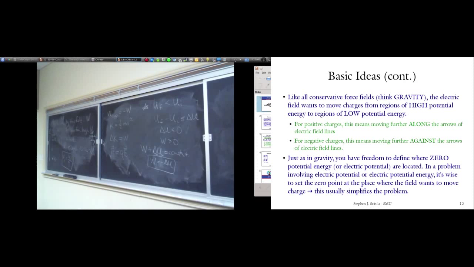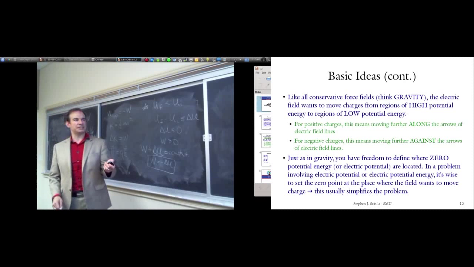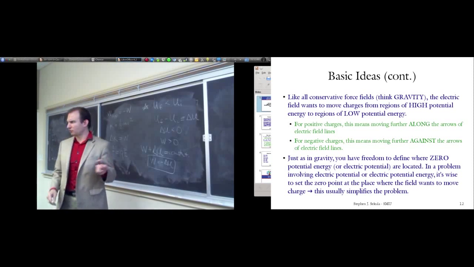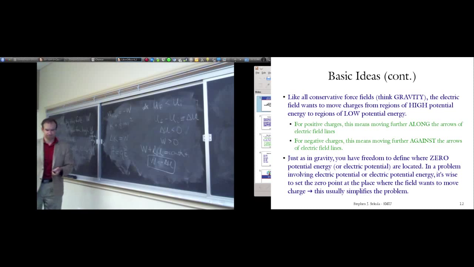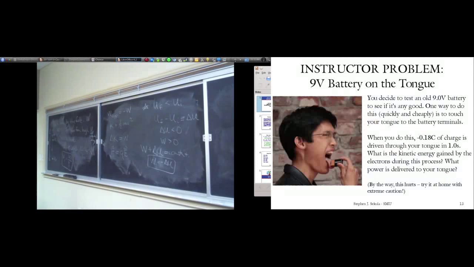Some choices are better than others. Mostly this just boils down to simplifying a physics problem. You're not going to change the laws of physics by choosing a different zero point for your energy. You're going to get the same answers at the end. It's just how you get there may be easier. So be clever if you can. Try to find a convenient place to set zero potential energy and try to simplify your problem as much as possible. All right, so with all those little bits and pieces in mind, let's look at a problem.